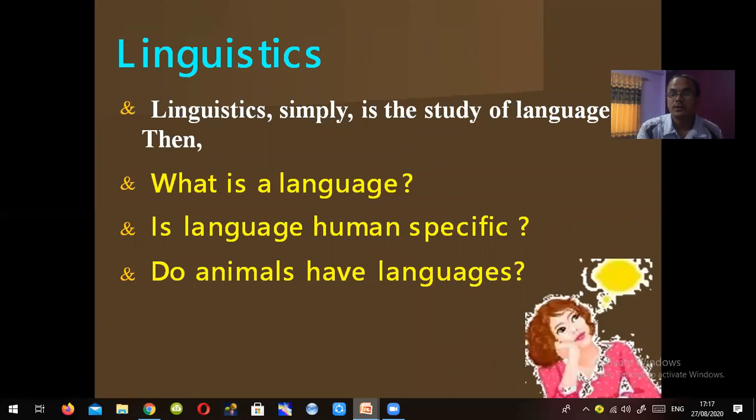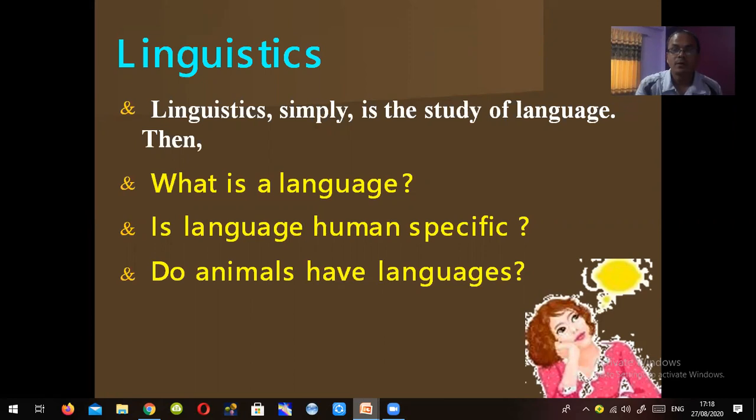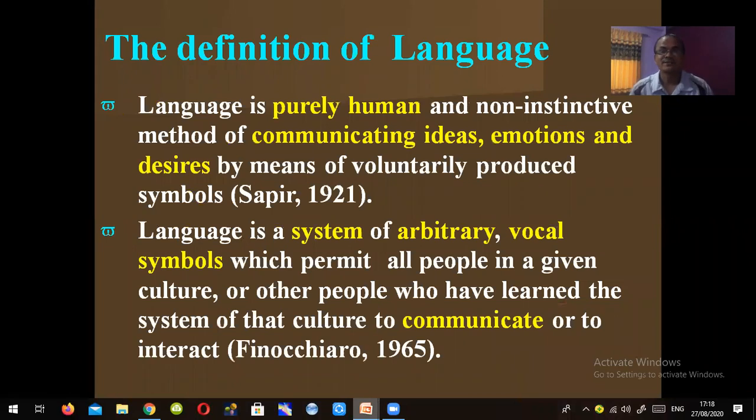Okay, let's begin with the definition of linguistics. Commonly, in a general sense, linguistics is the study of language. It means it studies language. But when we get this definition, a question arises in our mind. What is language then? Is language human specific? Do animals have languages? And so on. Let's try to answer these questions.